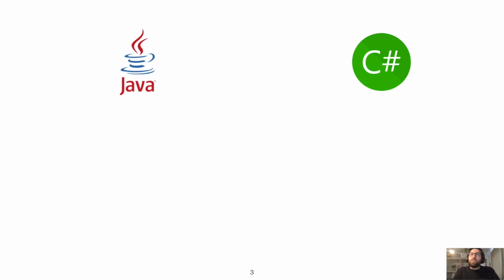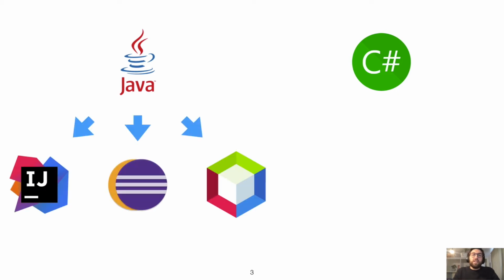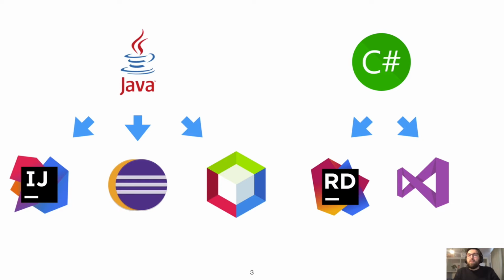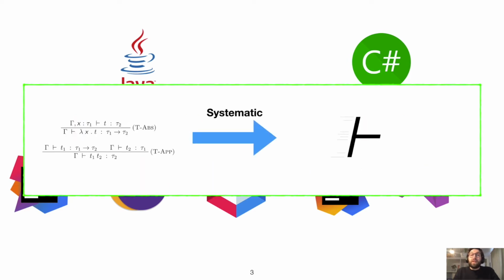Take the programming languages Java and C# as an example. They are very similar in the typing features they support. Java has three major IDE implementations: IntelliJ, Eclipse, and NetBeans, where C# has two, Rider and Visual Studio. All of these 5 IDEs implement fast type checkers for similar typing features, and this is a lot of implementation effort. The ideal solution would be to take the language specification of a programming language and systematically derive a fast type checker based on it.